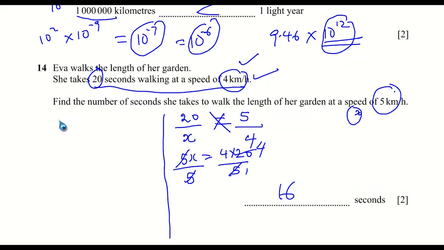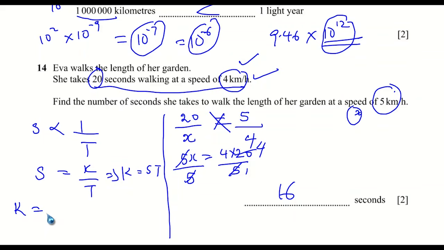Okay, so if you want to use the other method, you need to take the proportion. We know that the speed is inversely proportional to the time taken. So let's have the constant: the speed equals k over t, which implies that k equals the speed multiplied by the time. For the first one, the value of k equals speed, which is 4, multiplied by the time, 20, and this is 80. So I can say k equals 80.